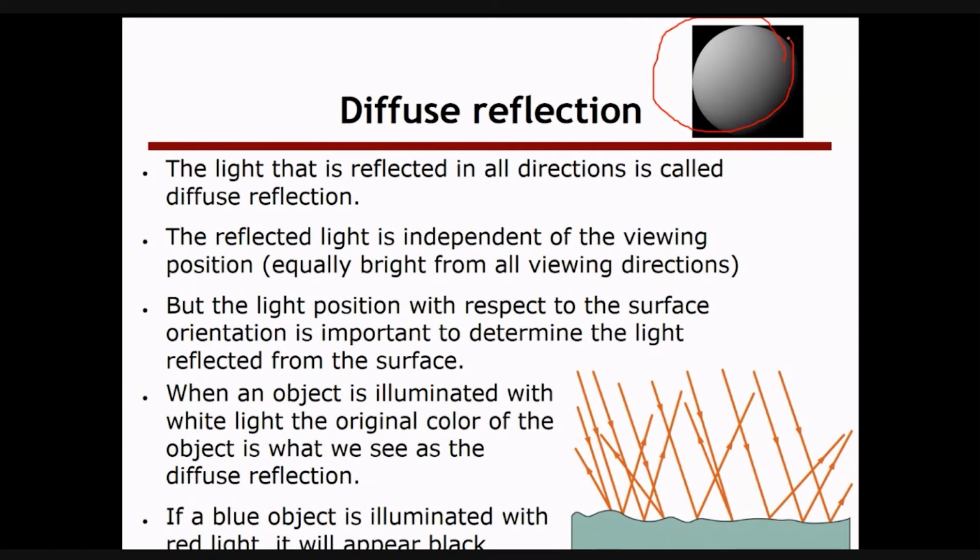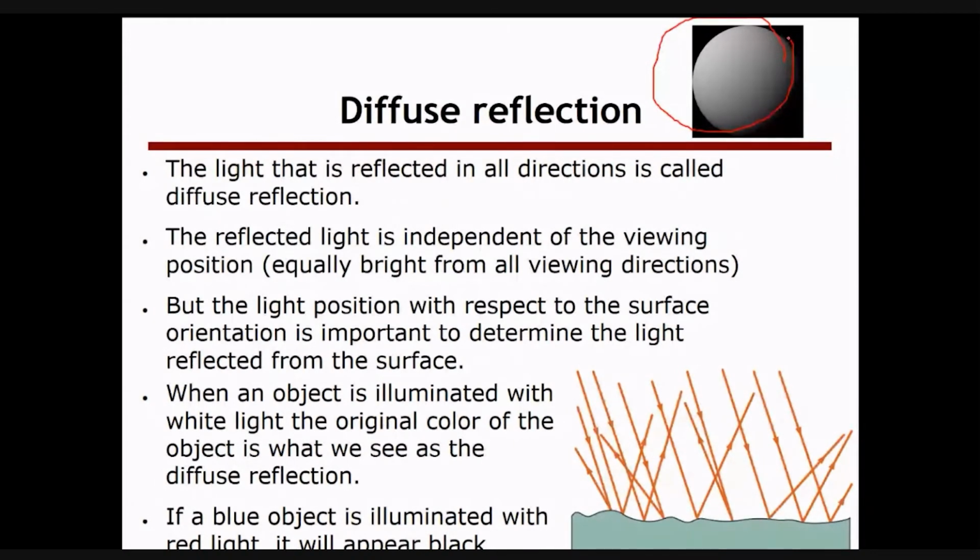The second thing is that the light position with respect to the surface orientation is important to determine the light reflected from the surface. As we have already seen, the viewer's position is not important in this part, it is independent of the viewer's position, but the surface orientation is important. Why is it important? Because your surface could be oriented, or standing, or positioned at certain particular positions, and the light might be falling on that surface and some of the light might not be falling on that surface. We will see the same scenario so that you are able to understand it.